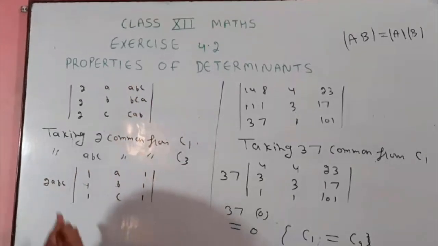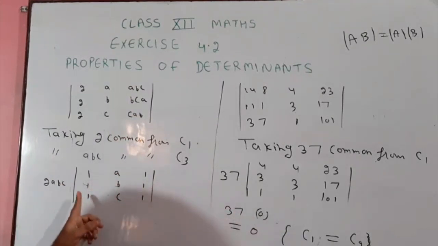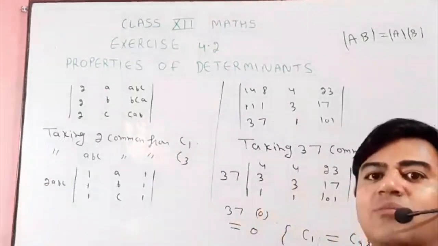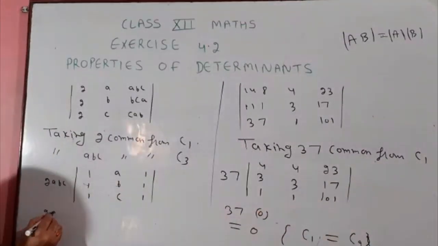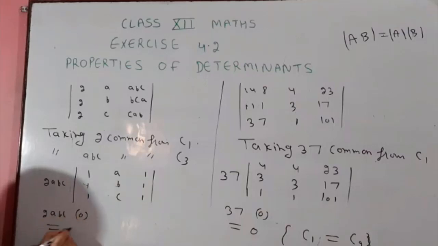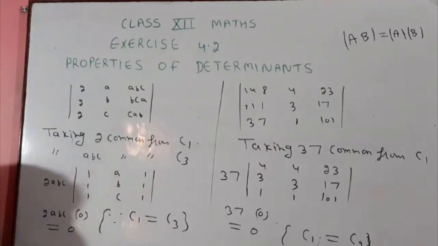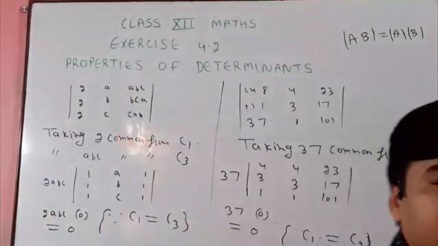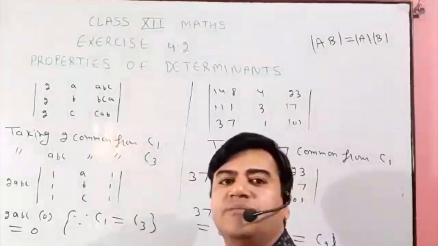You can see first column and third column are same. According to the third property, if two rows or two columns are same, then the value of the determinant is equal to 0. So you can write 2ABC into 0 is equal to 0 because C1 is same as C3. So without expanding, we have proved that the value of this determinant is equal to 0.